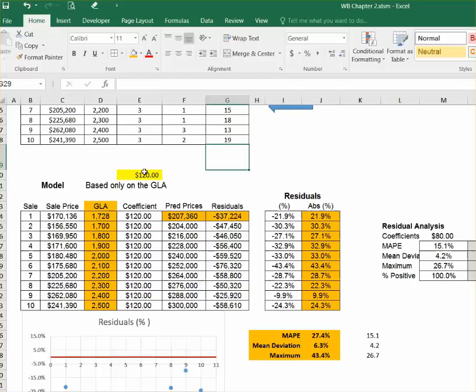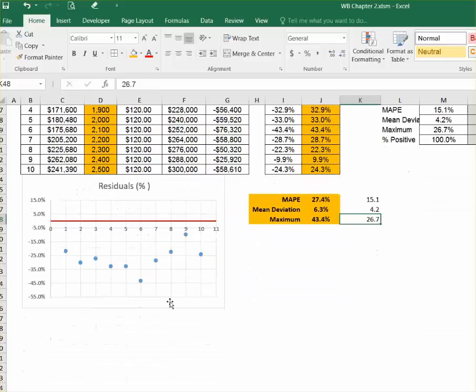Now, what we want to know is, did 120 do any better than the 80? So it calculated predicted prices, it calculated residuals. There's the residuals as a percentage, and there's the absolute. And so now our MAPE, the average percentage error, is 27.4. It's worse than 15. We want these to be low. The mean deviation is 6.3. It was 4.2, so it's worse. The maximum went to 43%. You could be off 43%. So we know 120 is no good, okay?